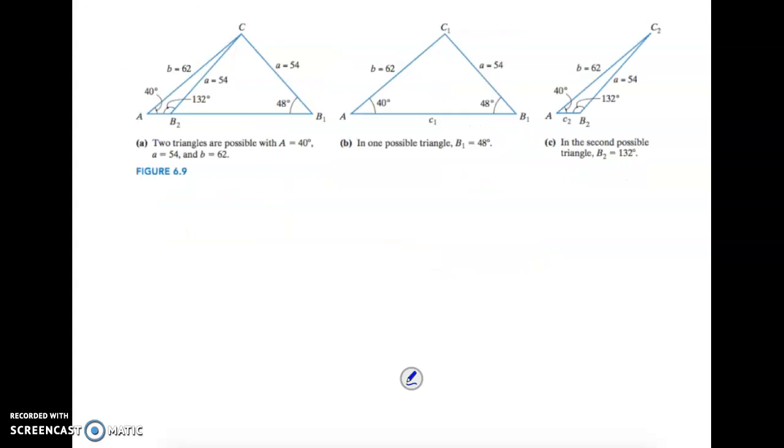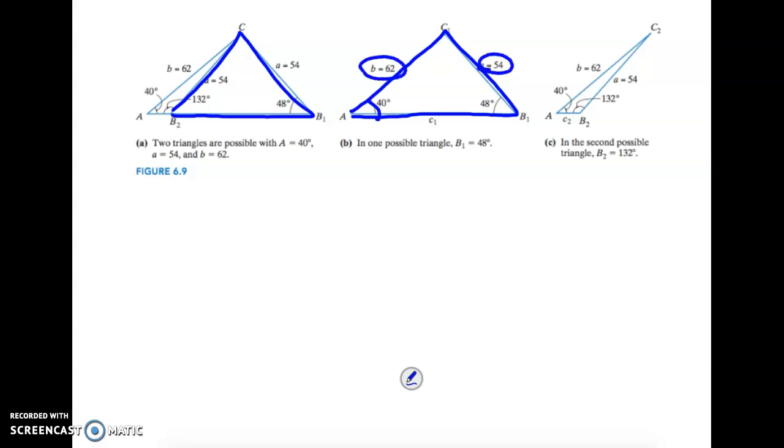When we have two triangles existing, we have to find that missing angle B first. We're going to be labeling these angles as B1 and B2, or B sub 1 and B sub 2. I took this from your textbook so you can see the visualization of the two types of triangles. This will be our first triangle that we're going to find, here in the blue. We have our given angle 40 degrees, our side A of 54, our side B of 62. How do we find that missing angle B1?